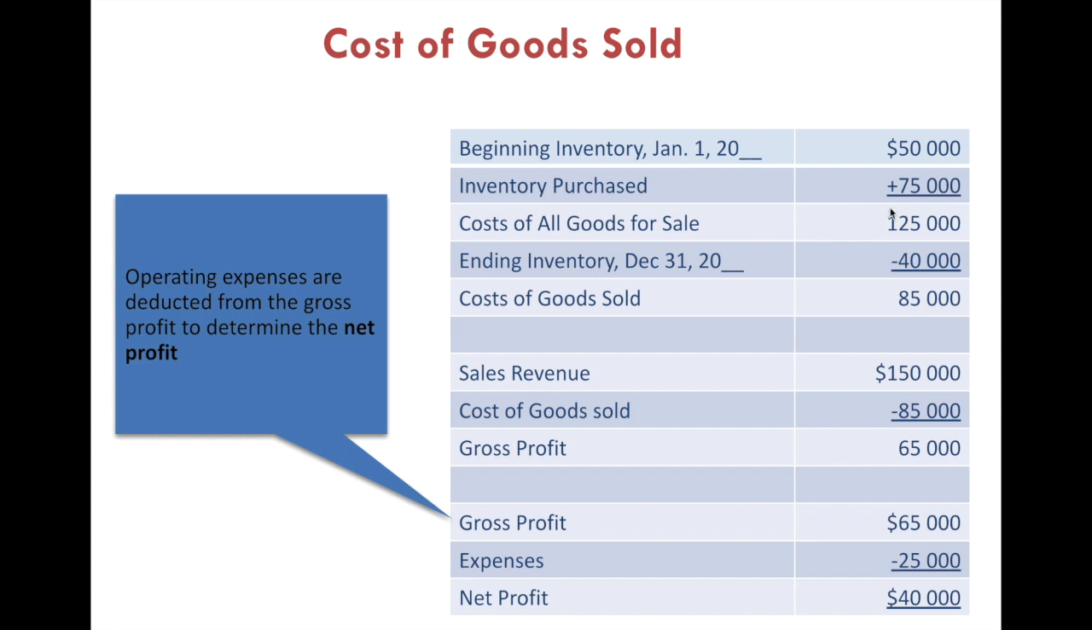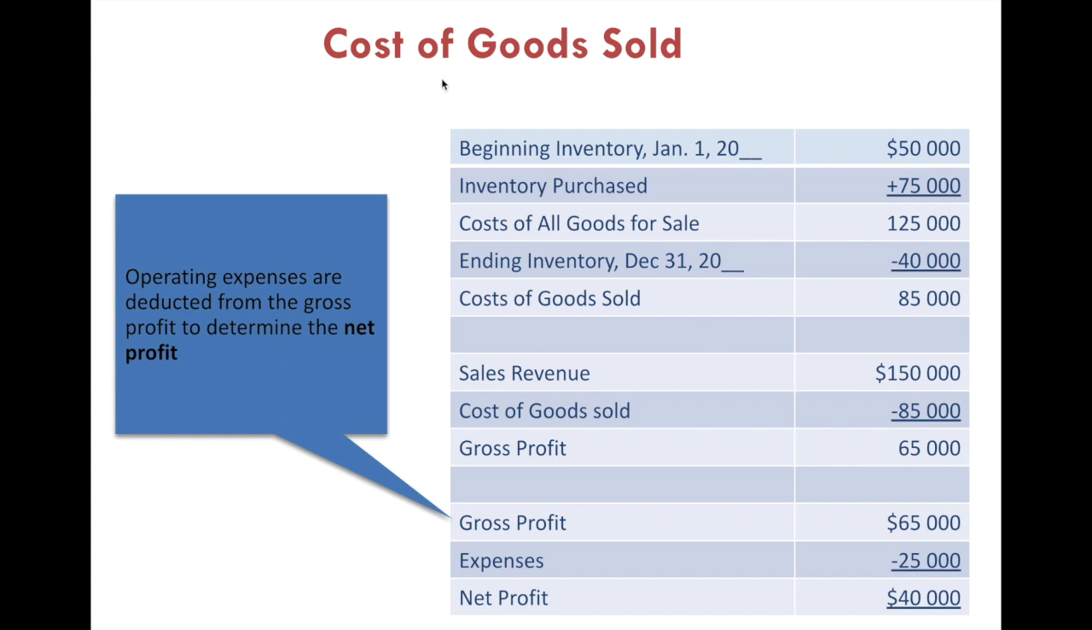Then we subtract from that our ending inventory, so whatever we didn't sell. And the difference between all the stuff we have available for sale and all the stuff we have at the end of the period is equal to our cost of goods sold. In this case, it's $85,000.